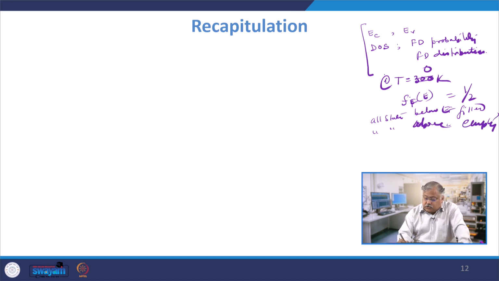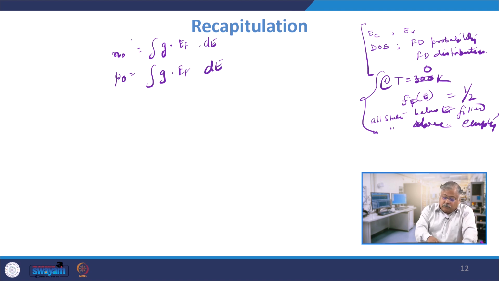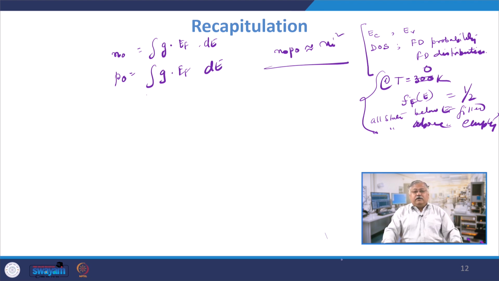Then we took this concept and tried to find out the values of N0 and P0 by integrating what? By integrating g with Fermi, g with Fermi. We integrated it, and after that we found the values of N0 and P0. Now, at equilibrium, N0 P0 will always be equal to Ni squared.